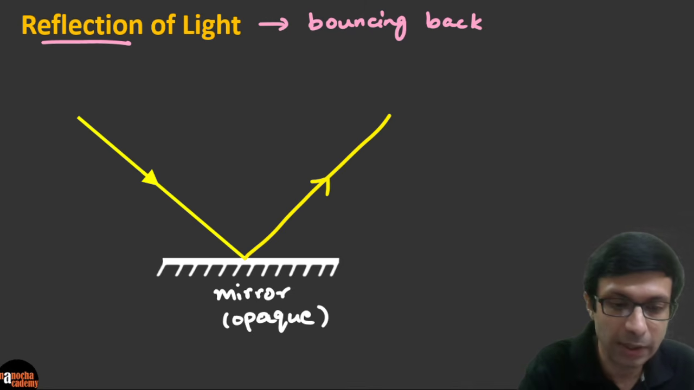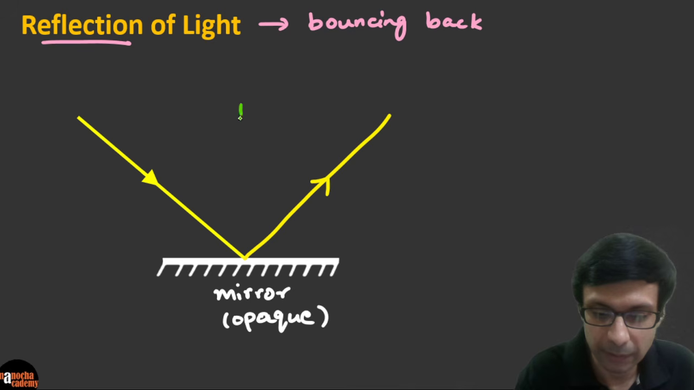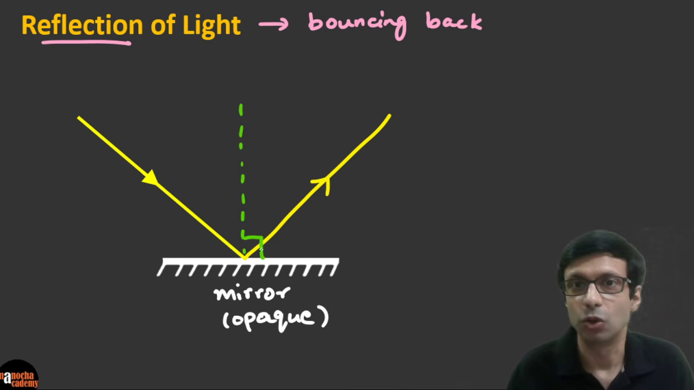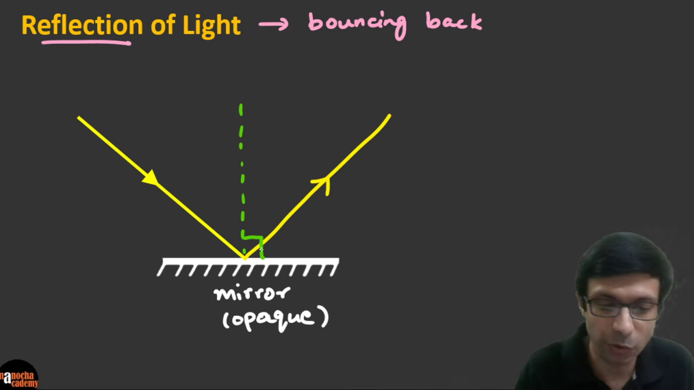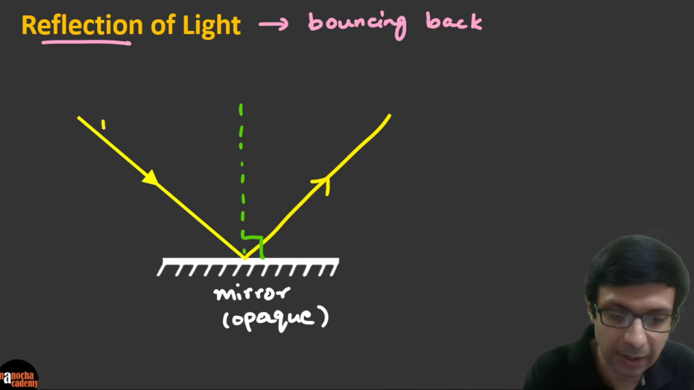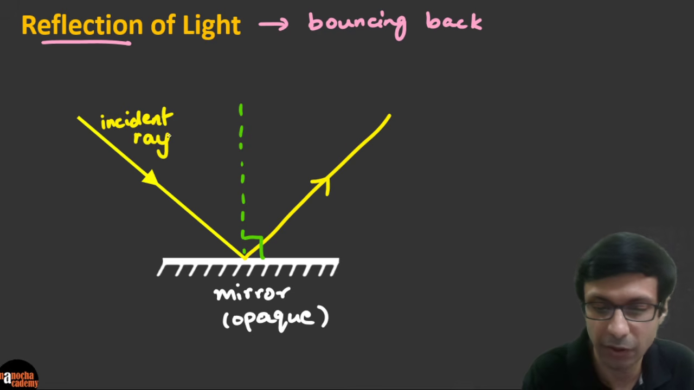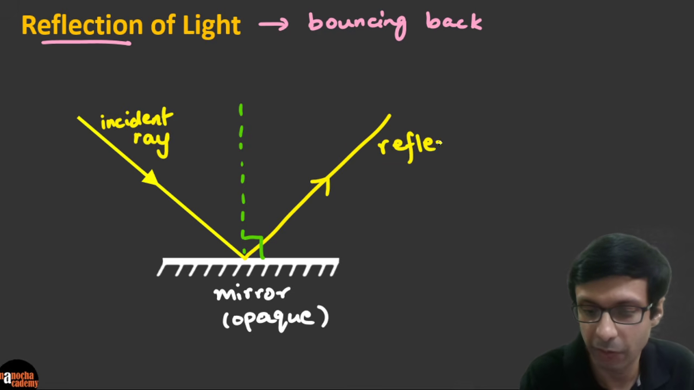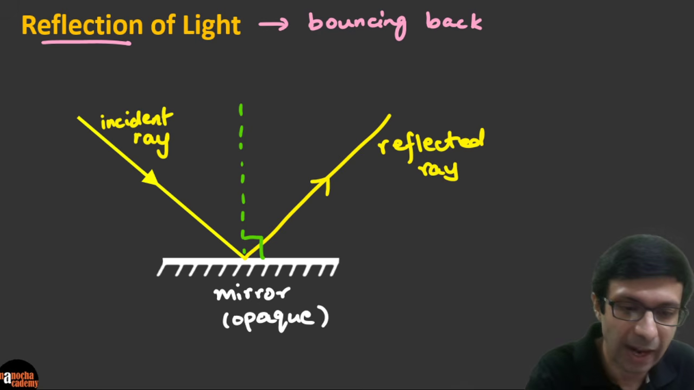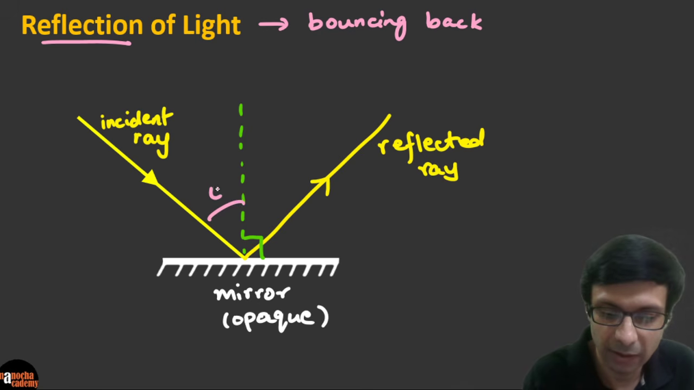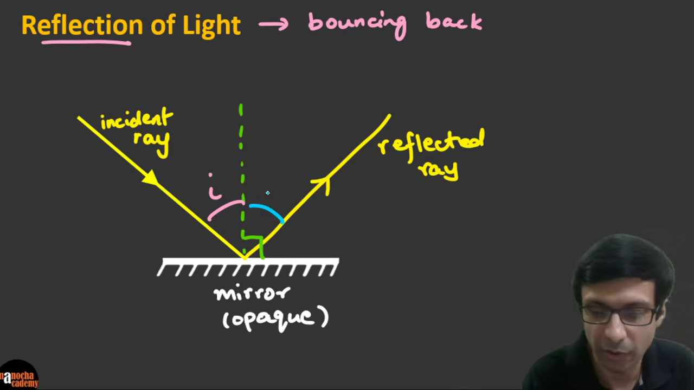And here, what is the basic concept? If you draw the normal, there are certain laws of reflection which we'll talk about. This is considered as the incident ray, so this is our incident ray here. This is the reflected ray. And this is the angle of incidence, I, and this is the angle of reflection, R.